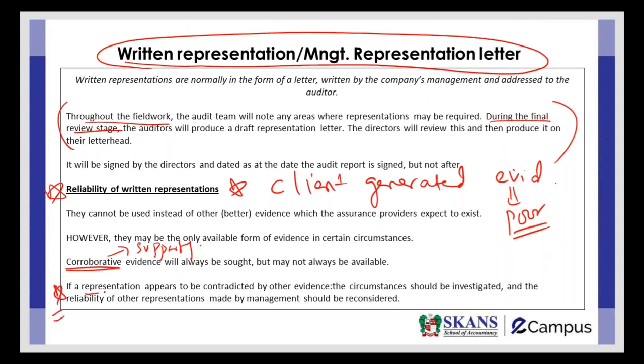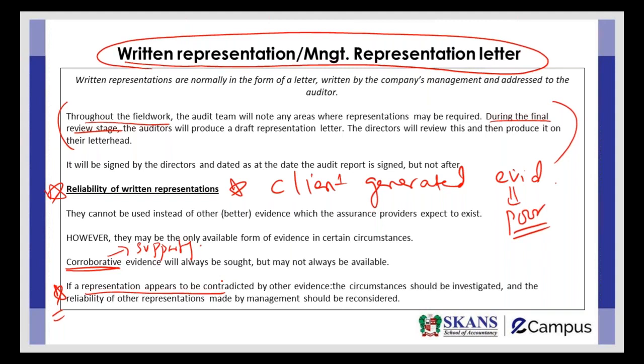Also very important, if the management lies in their representation. So even if you find one representation which is not corroborated by other evidence or which clashes with other evidence, professional skepticism says you should be alert that they might have lied in the remaining areas as well. So if you read this, if a representation appears to be contradicted by other evidence, the circumstances should be investigated and the reliability of other representations should be considered.